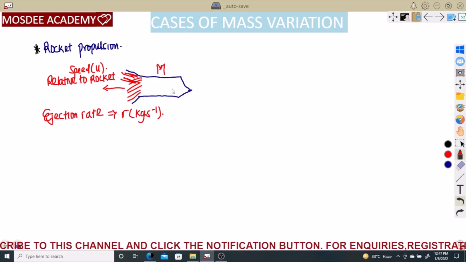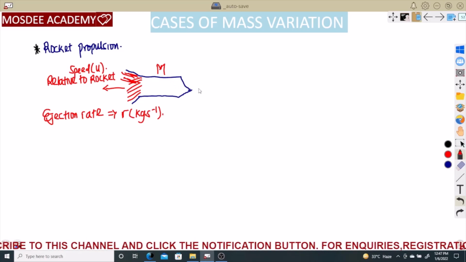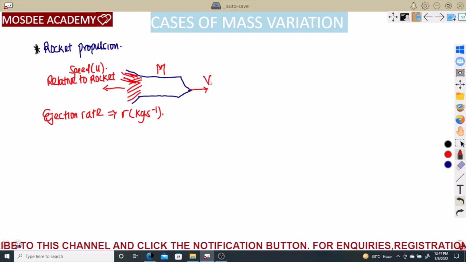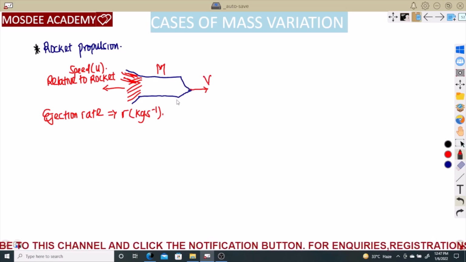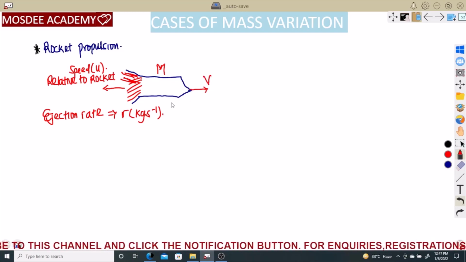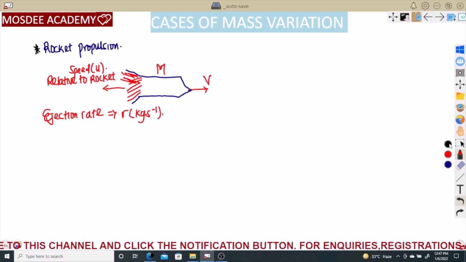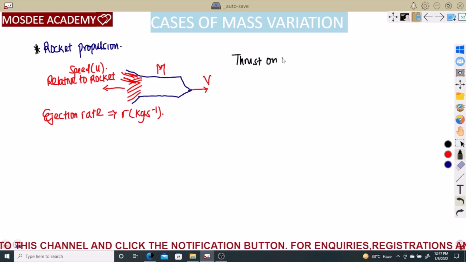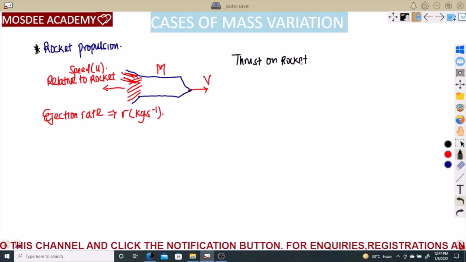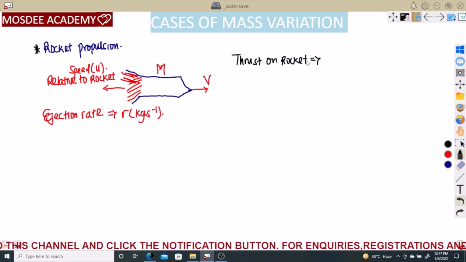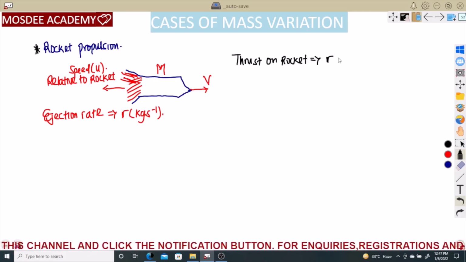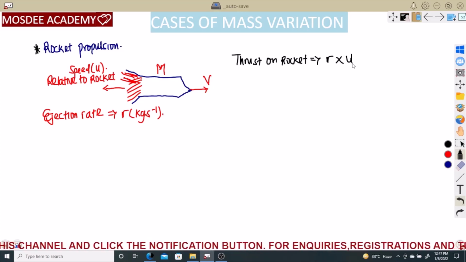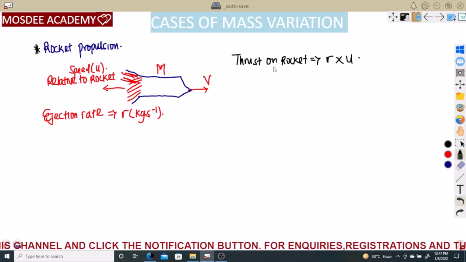It's very important. We said the initial mass of the rocket is M. It is moving with a speed of V. So it will recoil. You know that, just like the application of recoil, action and reaction are equal and opposite. So like I said, there's what we call a thrust force. So we say the thrust on the rocket is always equal to the ejection rate multiplied by the speed, as you can see. So this is what we call the thrust of the rocket.